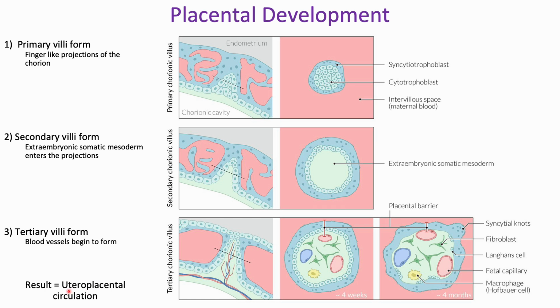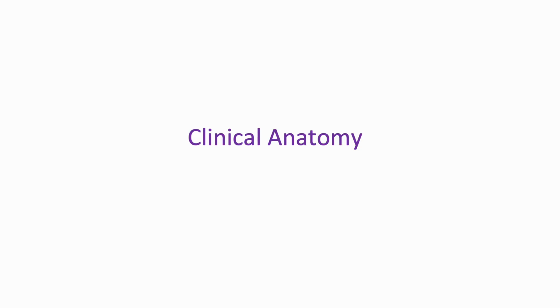is just a fancy word of saying that blood is coming from the uterus or mom to the placenta, fetal side, and this is allowing circulation between maternal blood flow and fetal blood flow. Okay, I know that's a lot of information, but with that understanding of bilaminar and trilaminar disc formation, we're now going to talk very briefly about some clinical anatomy that's relevant to this topic.